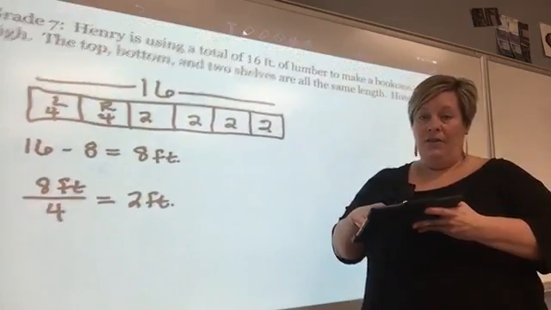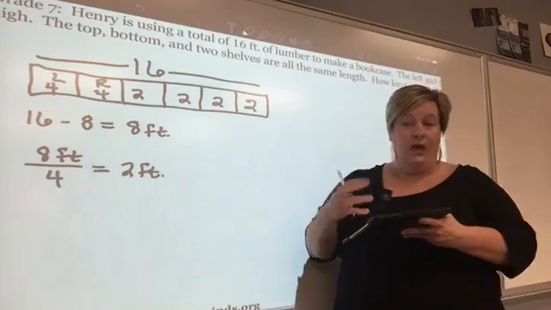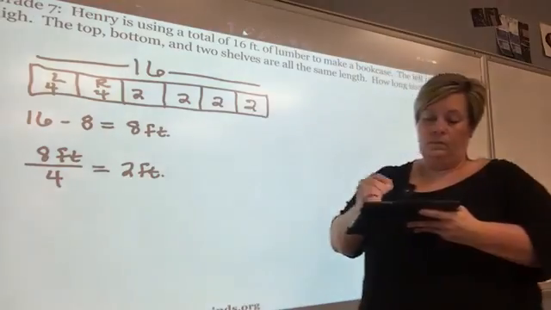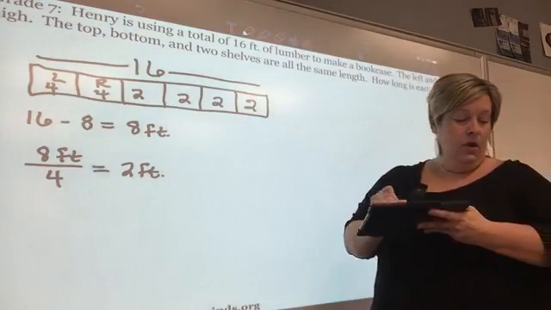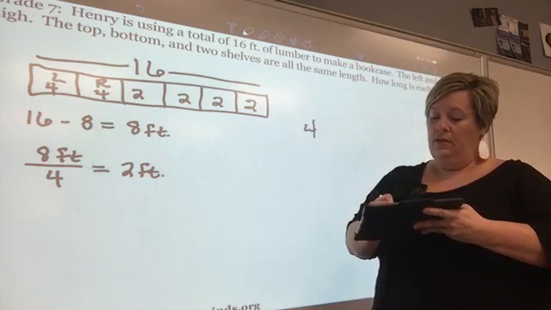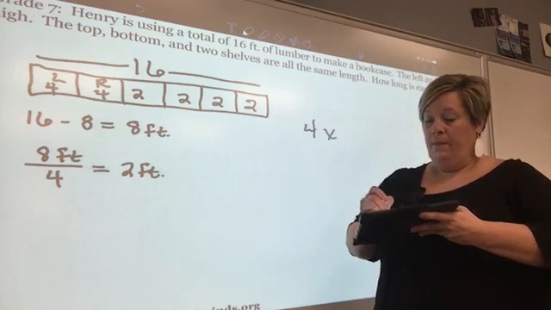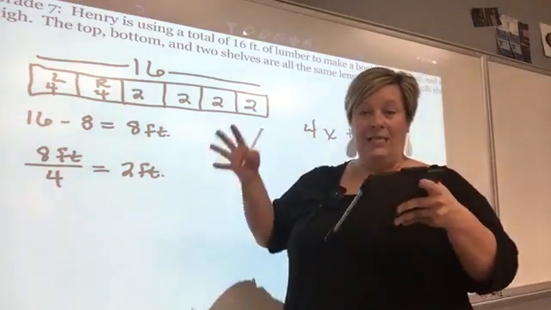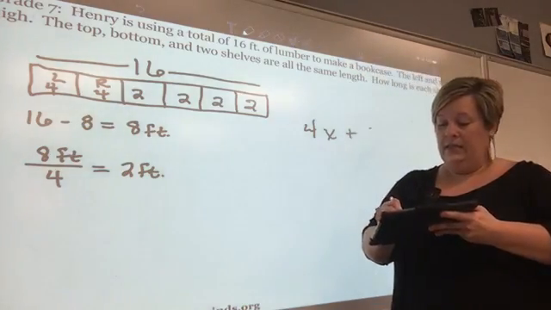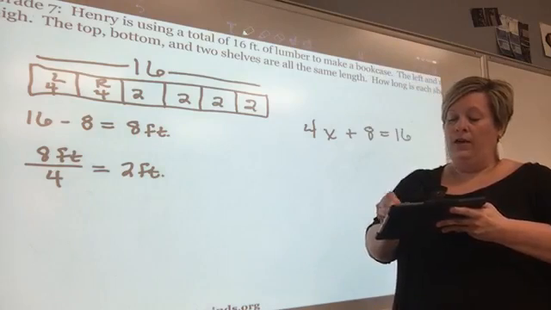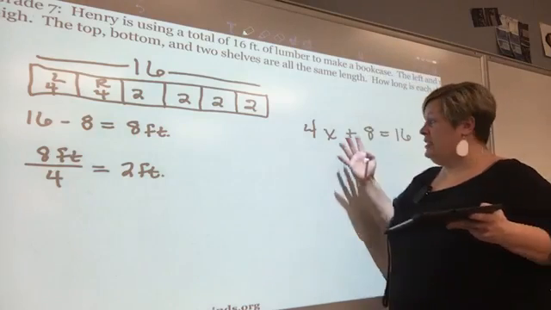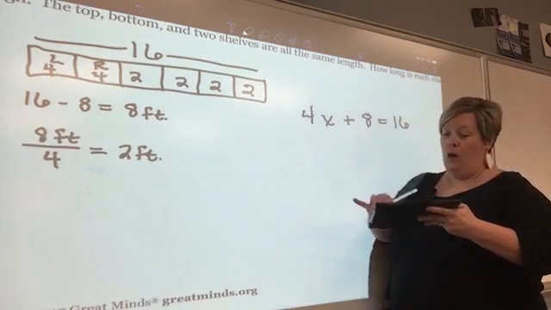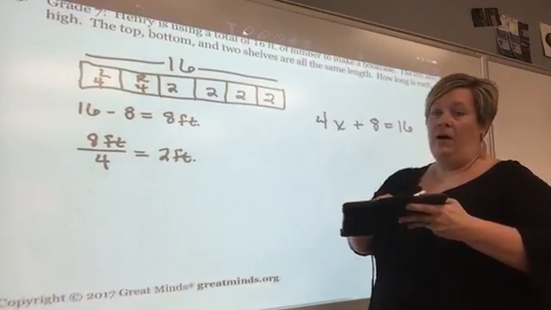If I wanted to model that algebraically, I could make my algebraic equation out of this word problem. We have 4 shelves at an unknown quantity plus our left and right sides holding up the bookcase of 8 equal the total length of our board. Well, what would be our first step to solve this algebraic equation? We would subtract 8.